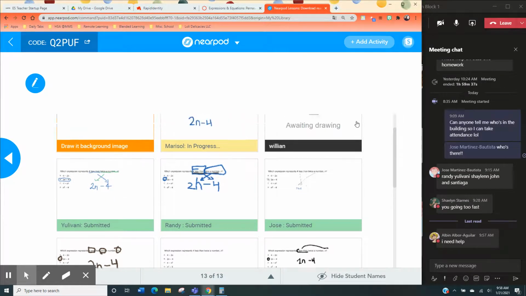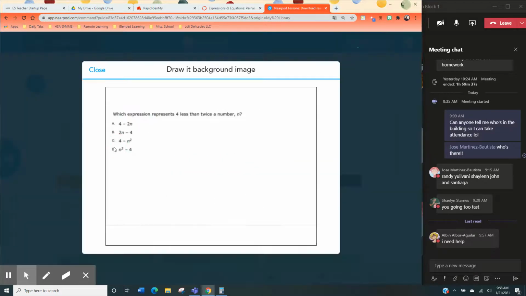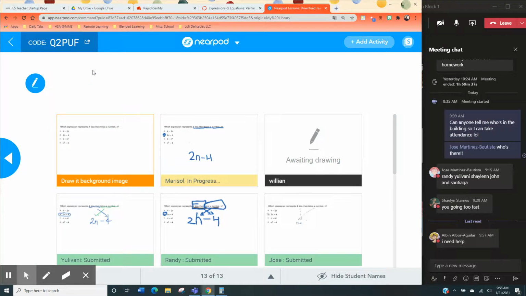Okay, Albin. So it says 4 less than twice a number. So remember we said less than says that -4 goes where? And then twice a number. When do you normally think of twice a number? Is it multiplication? Remember, this is your exit ticket. I want to know what you are following along with.